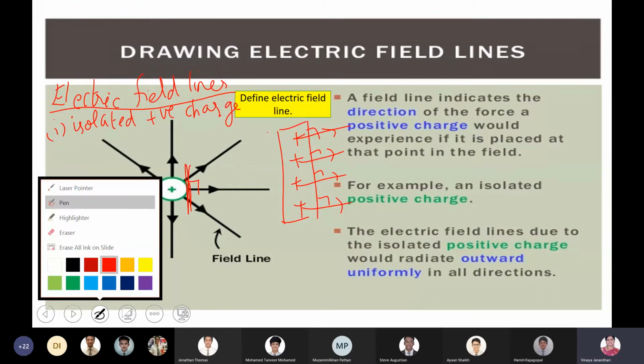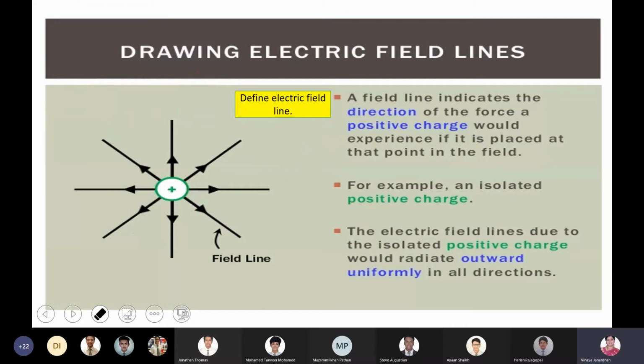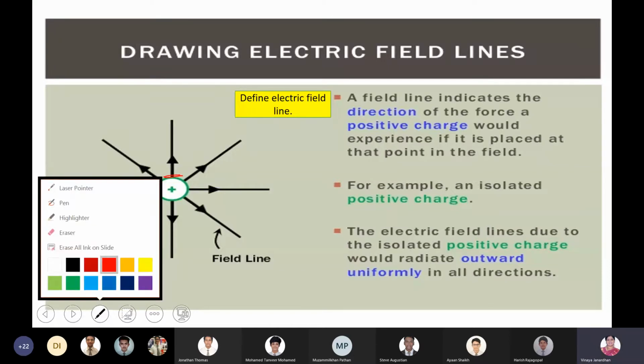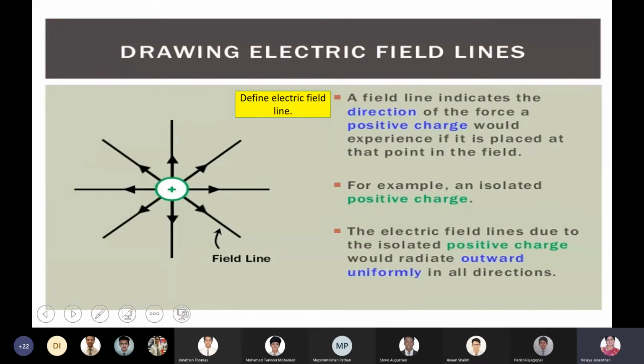But since you have a circular one, the surface of the charge is spherical, so in that case I have to take a tangent. That's the reason we say at every point. So this is for a positive charge.